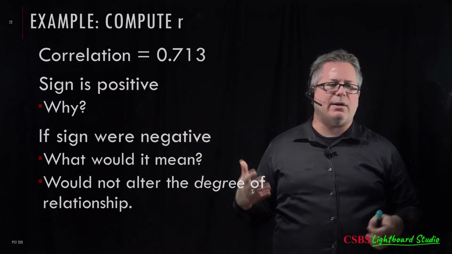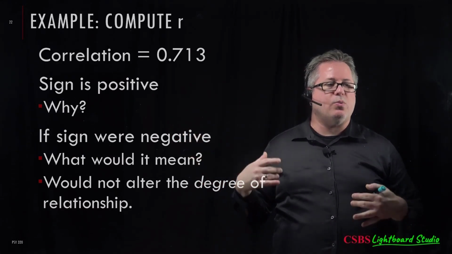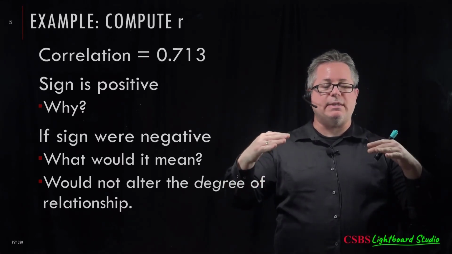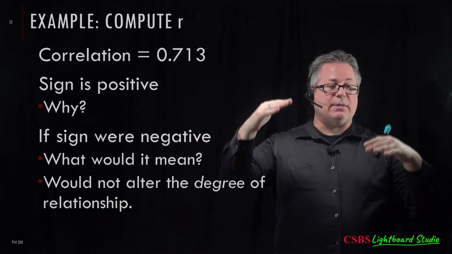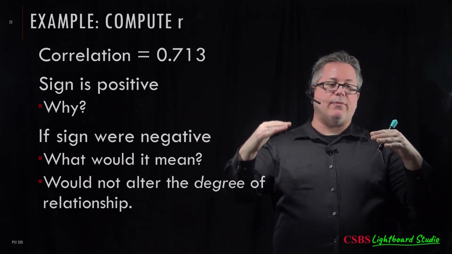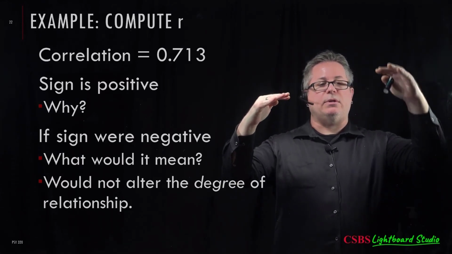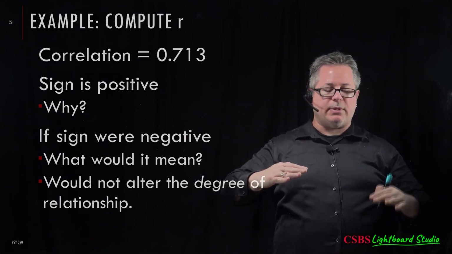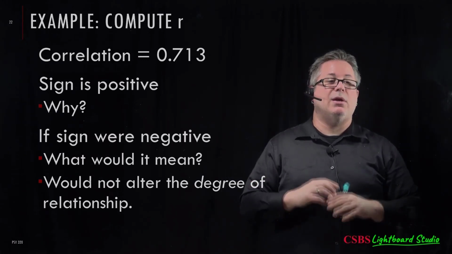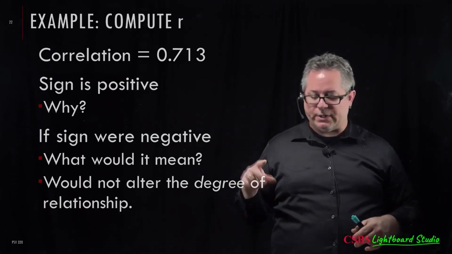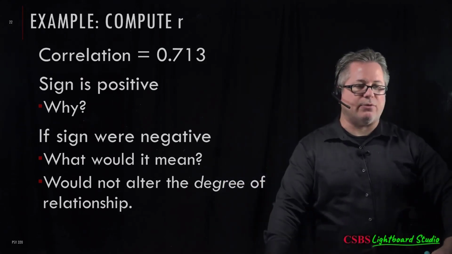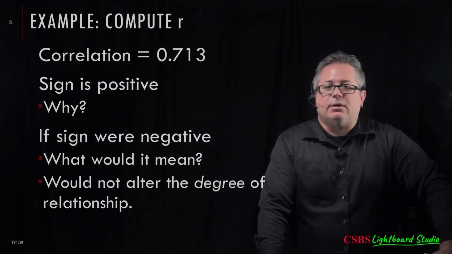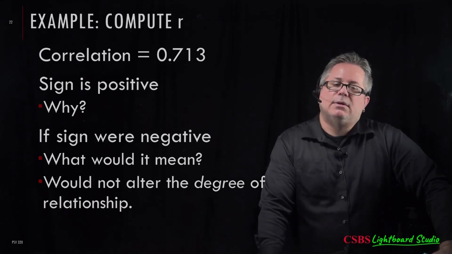Sign is positive. Why? Just to reiterate, we know that positive means that relative to the means, scores tend to be on the same side. So countries that are above the mean in smoking are also above the mean in coronary heart disease. Countries that are below the mean on smoking are also below the mean on coronary heart disease on average. There are some countries that individually go against that, but for the most part, on average, that's true. Countries tend to be on the same side of both the smoking and coronary heart disease deaths means.